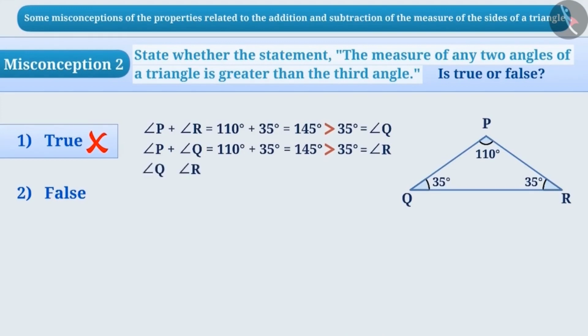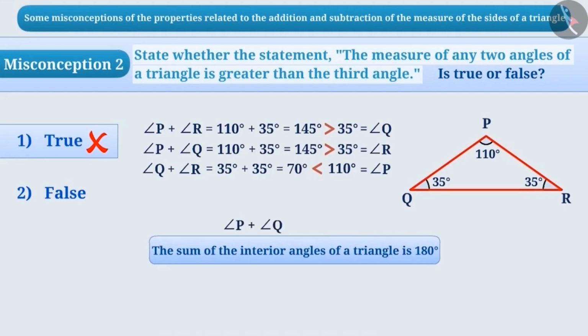But if we take the sum of the measure of angle Q and angle R, then it will be 35 degrees plus 35 degrees is equal to 70 degrees, which is less than 110 degrees. Hence, here the sum of angle Q plus angle R is less than angle P. But still, we have been able to draw a triangle. Note that the sum of interior angles of a triangle is 180 degrees. Therefore, we cannot say that the sum of any two angles of a triangle will always be greater than the third angle. Hence, the answer to the given question is option 2.